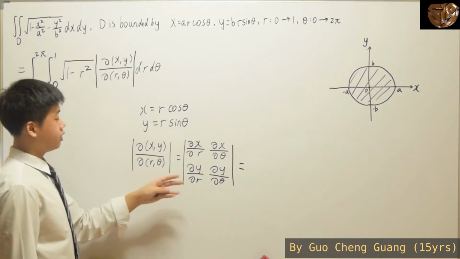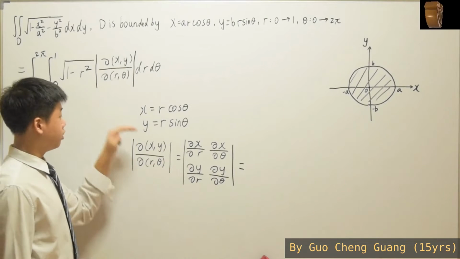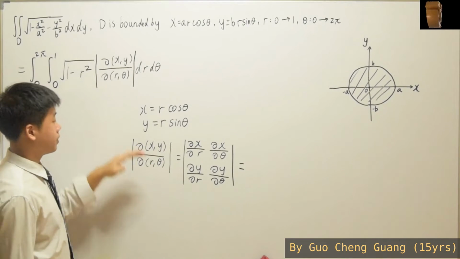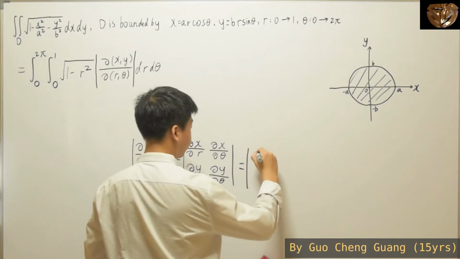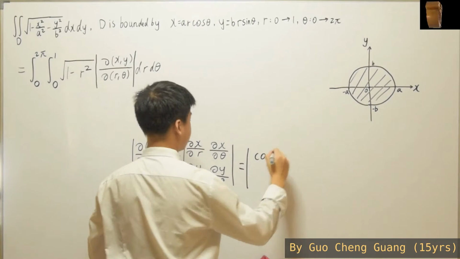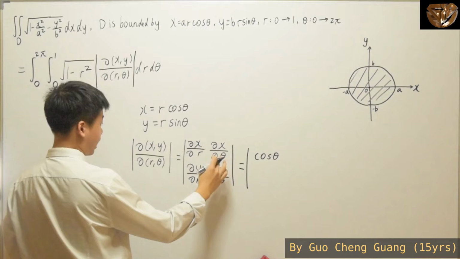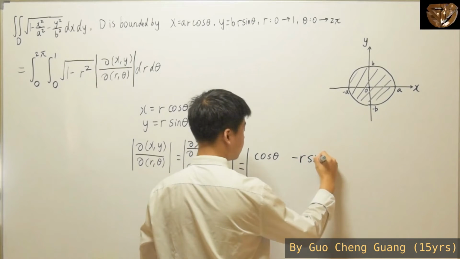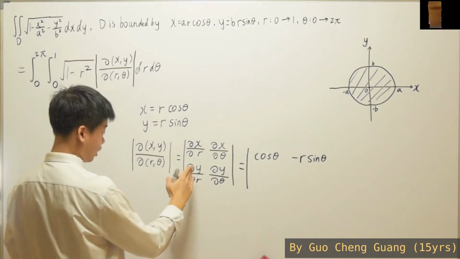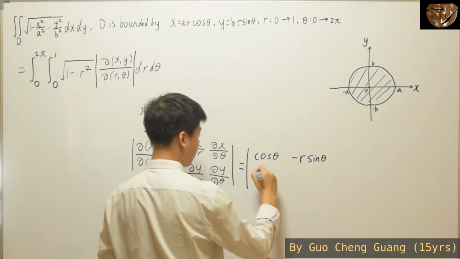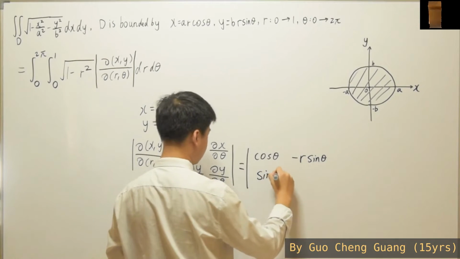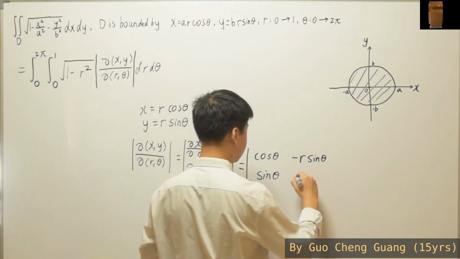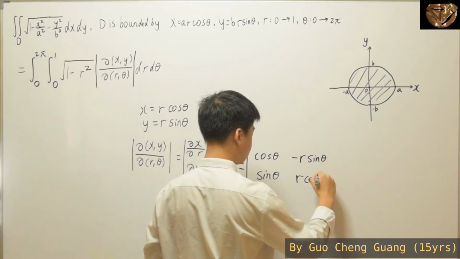So how about we take a look at what we get for your simpler case here. When you differentiate x with respect to r, you have cosine theta. Differentiate x with respect to theta, you have negative r sine theta. Differentiate y with respect to r, you get sine theta. While differentiating y with respect to theta will give you r cosine theta.